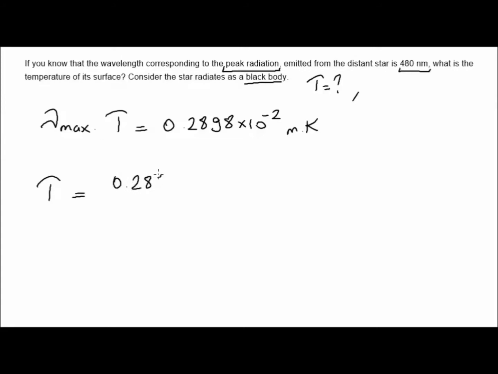We have a formula for the black body radiation, and it says peak, that means maximum. Lambda max times T is equal to a constant value, 0.2898 times 10 to minus 2 meter times Kelvin. The question asks what's the temperature? Temperature is going to be 0.2898 times 10 to minus 2 over lambda max.